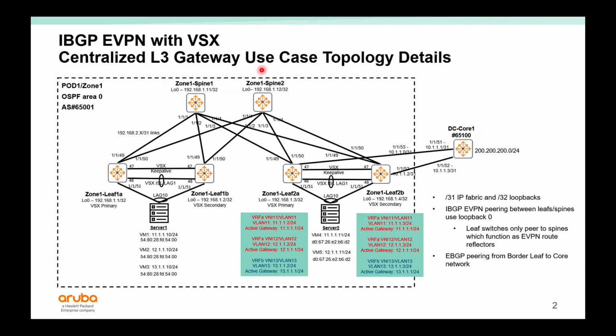In the previous videos, I covered the centralized layer 3 gateway use case. In this video, I'd like to focus on IBGP EVPN with VSX, which we now support in 10.4. This is my IP fabric with /31 links between the leaf and spines. And I also have the loopback 0, which are unique /32s across all your leaf and spine devices.